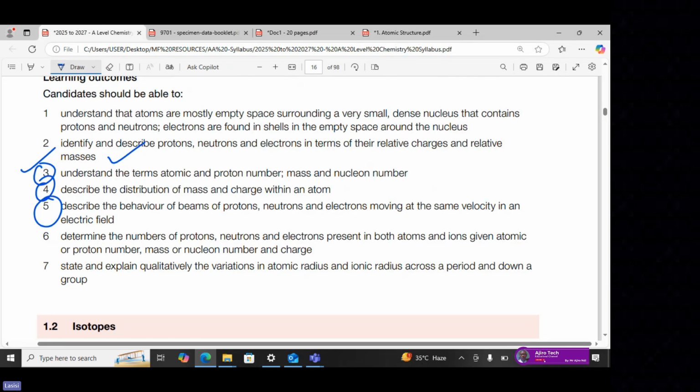Next one. I'm done with that. What number did we do now? Is that number 6? And then number 7. Have we done 6? Yes. Now 7. State and explain qualitatively the variations in atomic radius and ionic radius across a period and down a group.